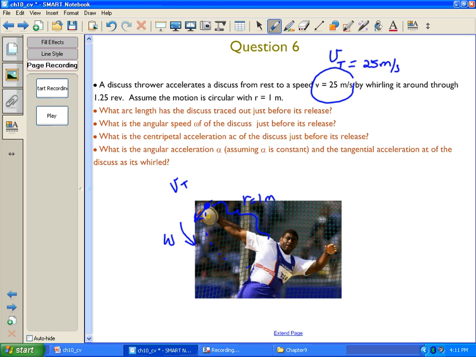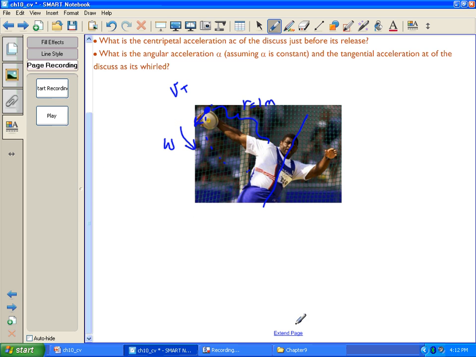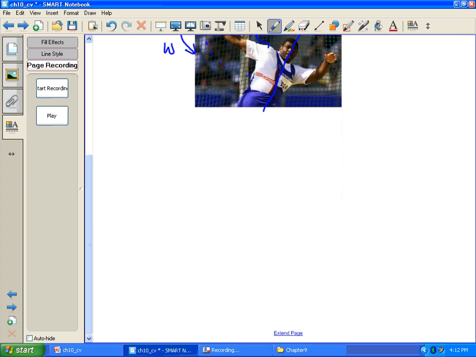Omega would be, in this case, counterclockwise as he rotates down and up, but assuming that r is constant, so that the discus is always at the same distance from the center of rotation, which would be the axis about which the rotation is occurring. Anyhow, let's write down the quantities that they've given us.